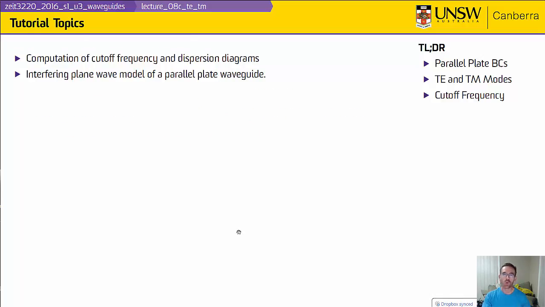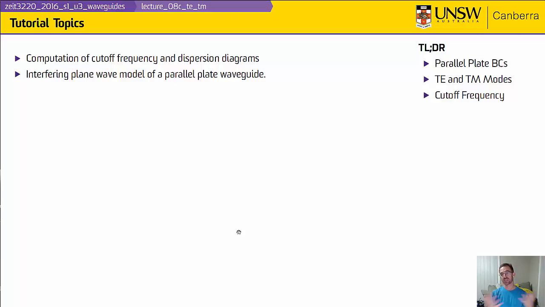In the tutorial, what I want you to do is spend a little bit of time looking at the cutoff frequency in the dispersion diagrams. So given that you know how omega varies as a function of beta, and given that you know how to compute the phase velocity and the group velocity, you should be able to exercise that for the various TE and TM modes to figure out which ones are propagating at any given frequency.